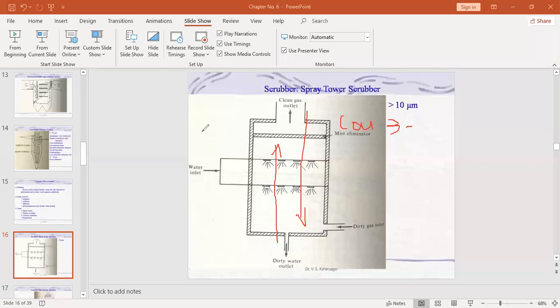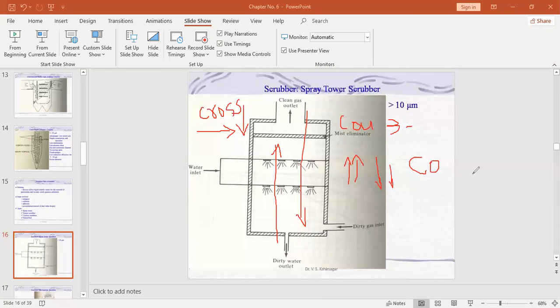And when the gas is passed in a horizontal direction and the liquid is sprinkled from above in the downward direction, in that case we can say it is a cross current. And when the liquid and gas are both moving in the same direction, either upward or downward, in that case we can say it is a co-current. It depends upon us.